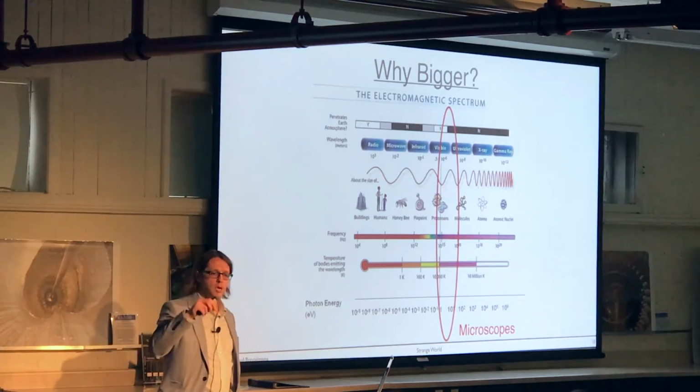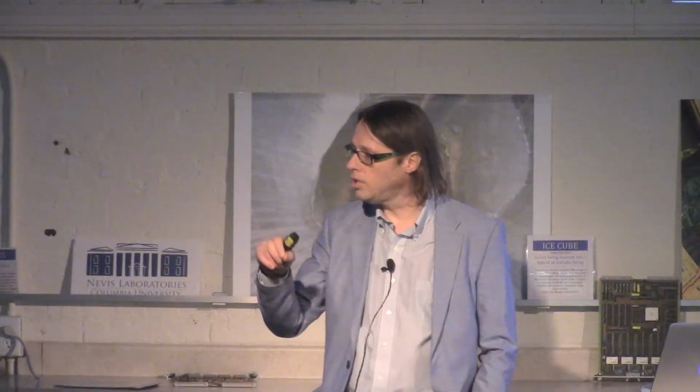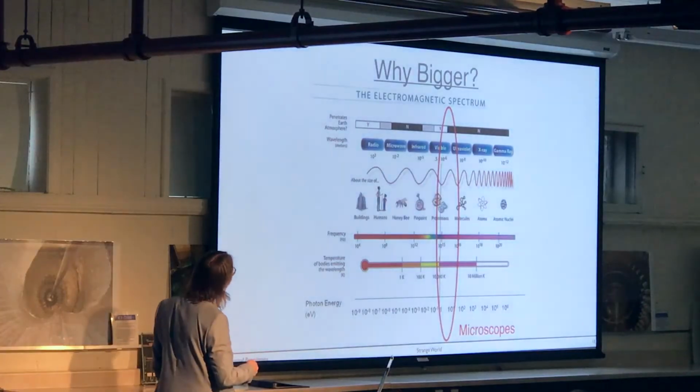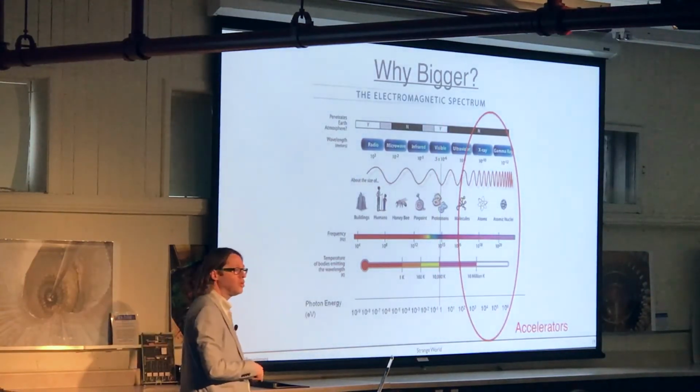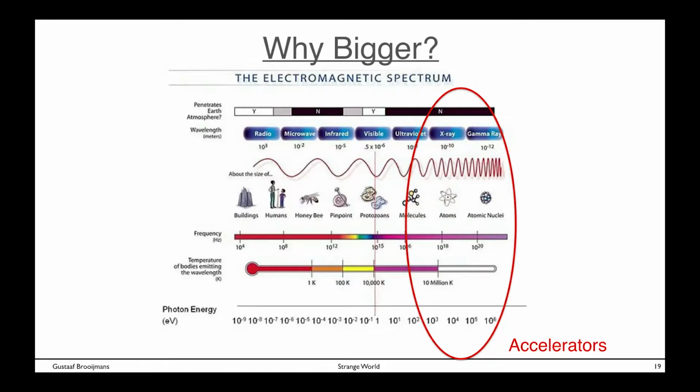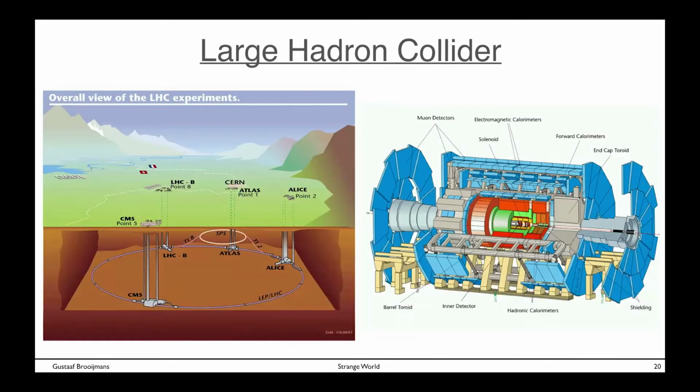So if you want to look at objects that are smaller and smaller and smaller, and look inside objects that are small, you need to go to higher and higher energies. And this is why we build these big accelerators, and that allows us to go and explore this region where you have molecules and atoms and nuclei and even smaller than that. Okay? So far, so good?